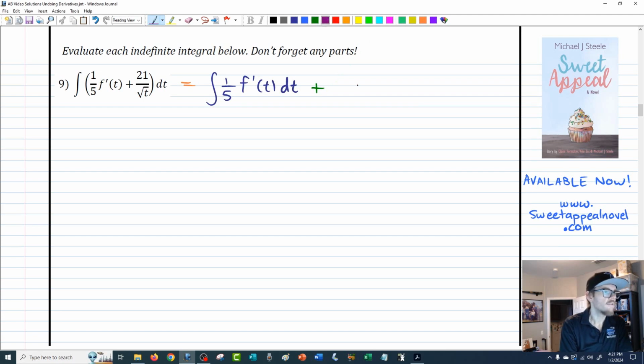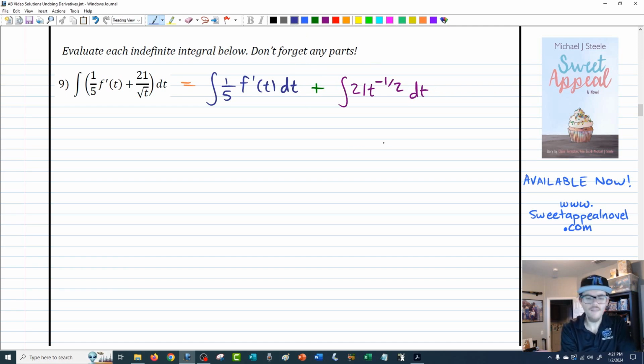And then finally, we're going to have that second one, and it is 21 over square root of t. But I'm going to, just like before, rewrite this as a power. So I'll rewrite it as 21 times t to the negative 1/2 dt. And now with those two pieces in place, we should be able to evaluate this one.